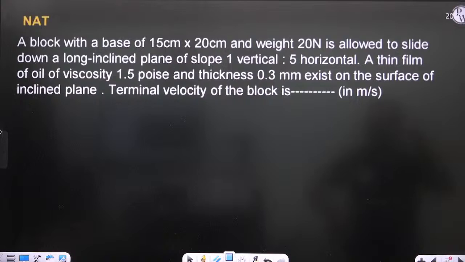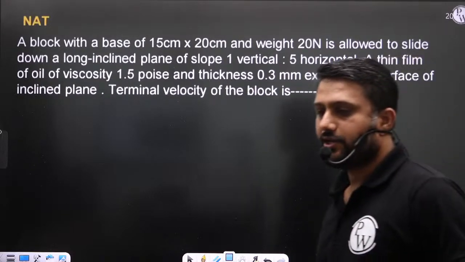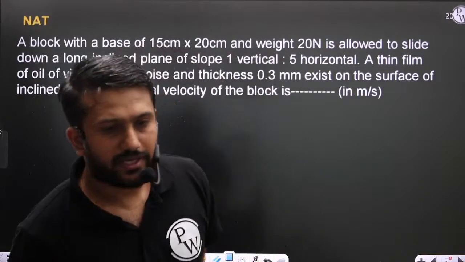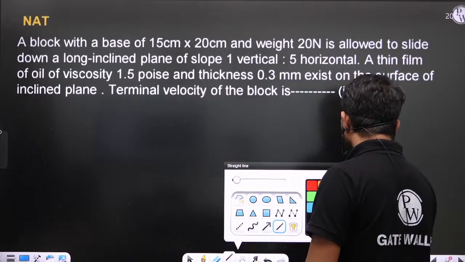A block with a base of 15 centimeter by 20 centimeter and weight 20 Newton is allowed to slide down a long inclined plane of slope 1 vertical, 5 horizontal. A thin film of oil of viscosity 1.5 poise and thickness 0.3 mm exists on the surface of the inclined plane. What is the terminal velocity of the block?